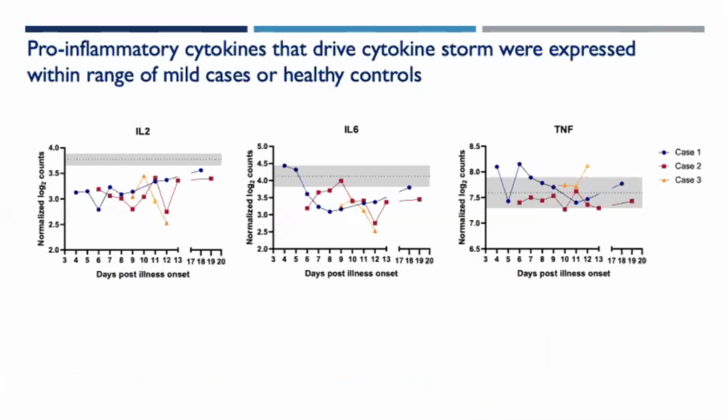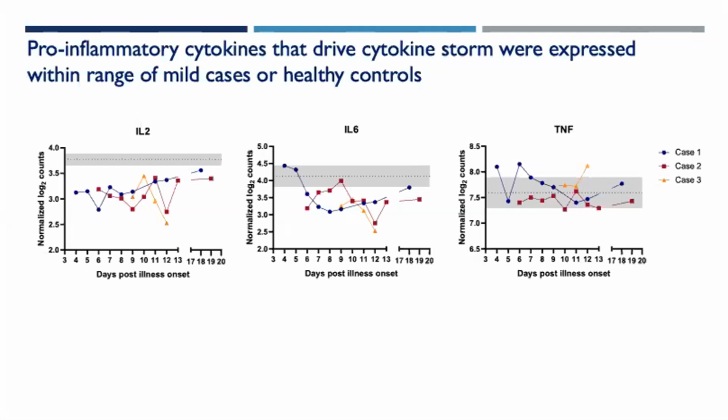So for a start, we immediately zoomed in on pro-inflammatory cytokines that were known to potentially drive cytokine storm, as well as other pro-inflammatory factors that were known to correlate with respiratory distress. However, when we looked at the expression of cytokines such as IL-2, IL-6, and TNF-alpha, we saw that the expression is actually either within the range of the mild cases or healthy controls.